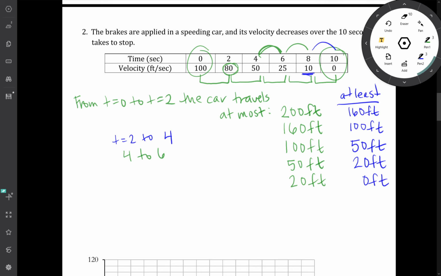And now we have this sandwiched, and we can add it up and get estimates for our total distance. So let's see, we have 200, 360, 460, 510, 530 feet.